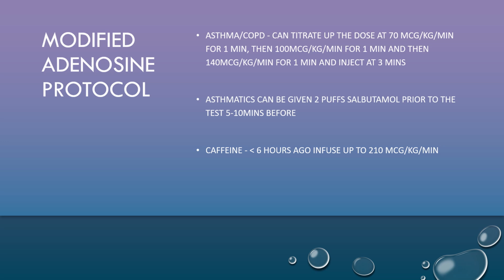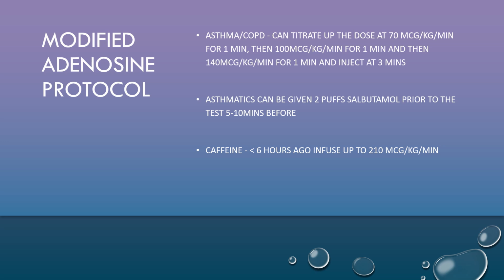Now, there are some modified adenosine protocols. In asthma or COPD, you can titrate the dose up, and instead of going to the 140 mics, we could start at 70 mics per kg per minute for a minute and see how the patient does. Then we graduate to 100 mics for another minute, and then we can go to 140 for 1 minute and inject our tracer at 3 minutes.